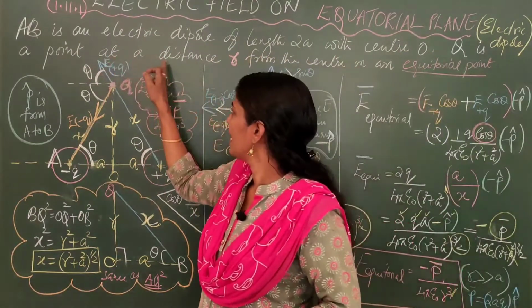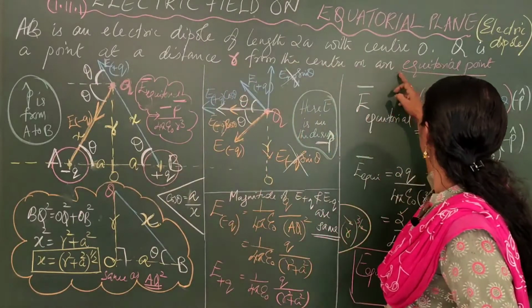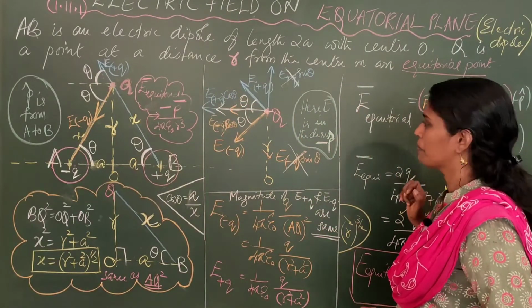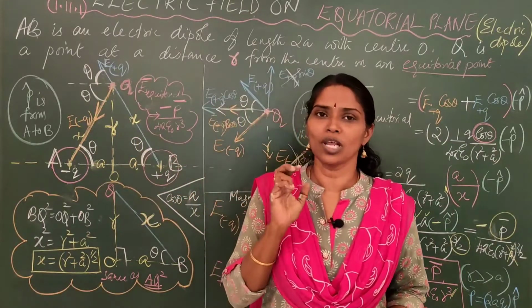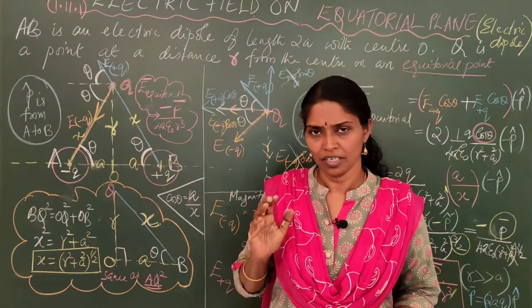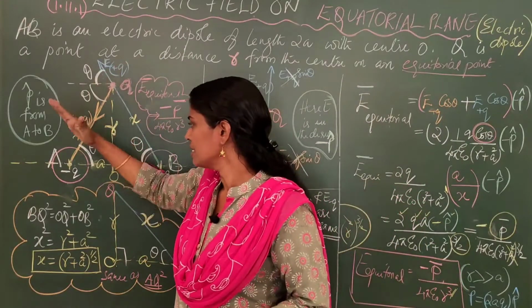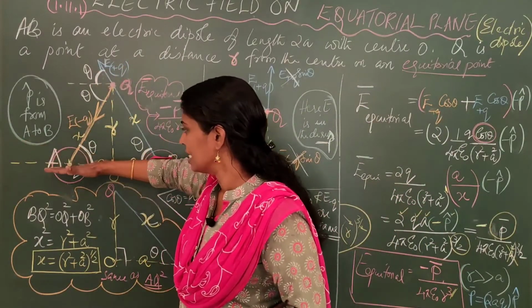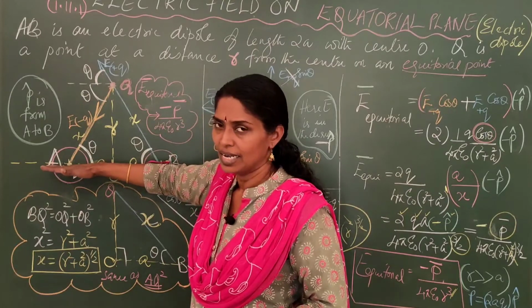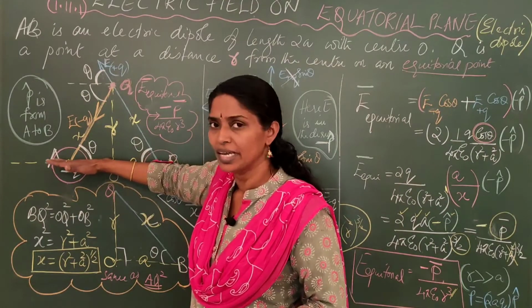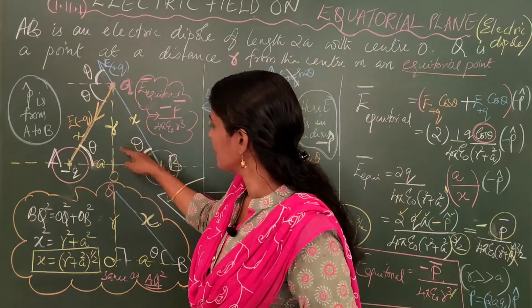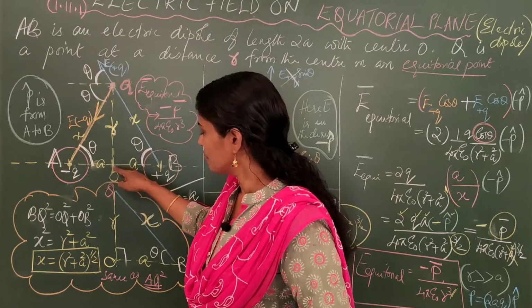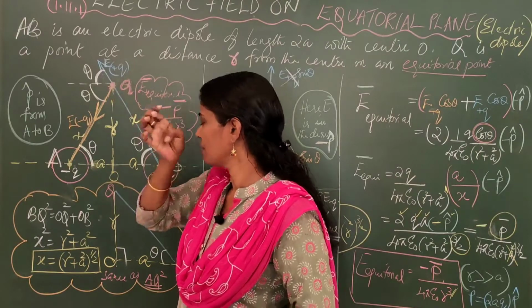Q is a point at a distance r from the center O on an equatorial point. So the point Q now is on an equatorial plane or line. Equatorial, in the sense, is a line which is perpendicular to this axial line. Last time we discussed the axial line; now it is over here. So Q is a point at distance r from the center.